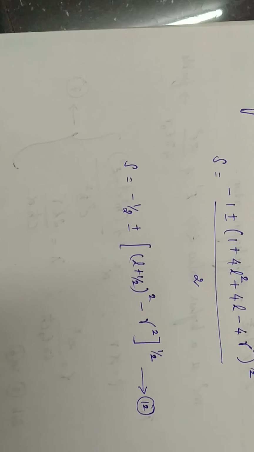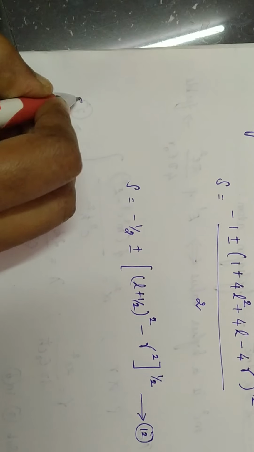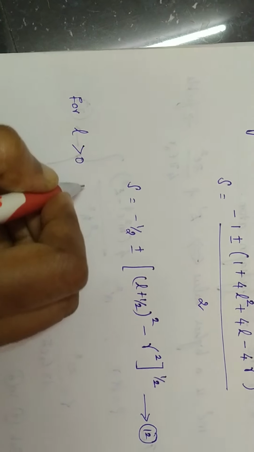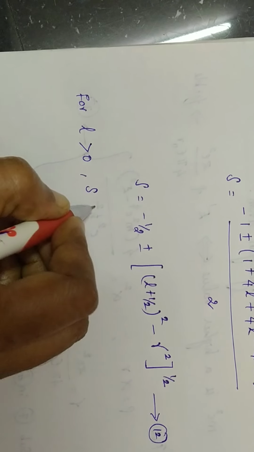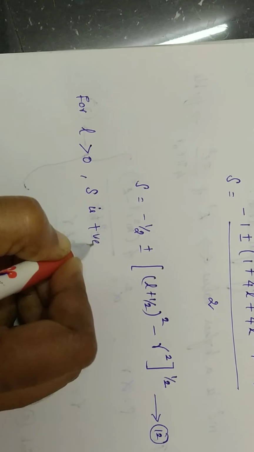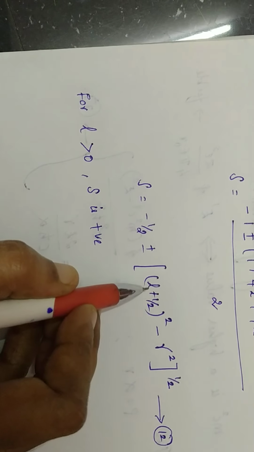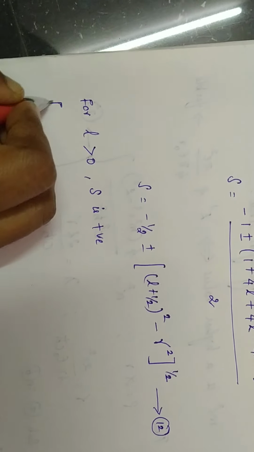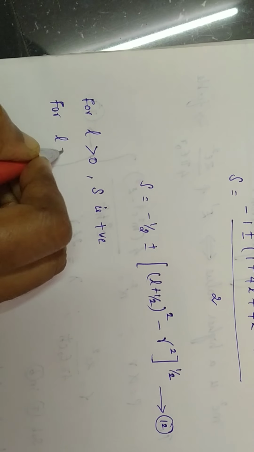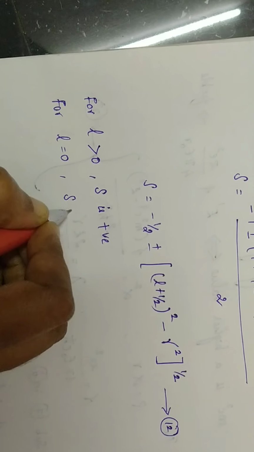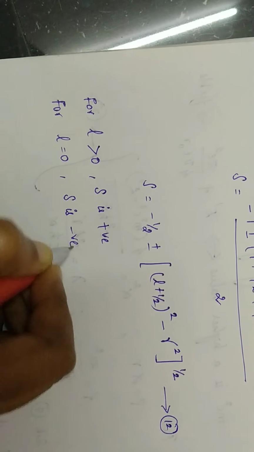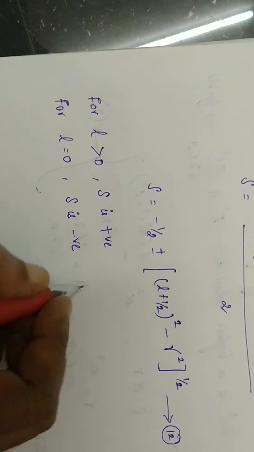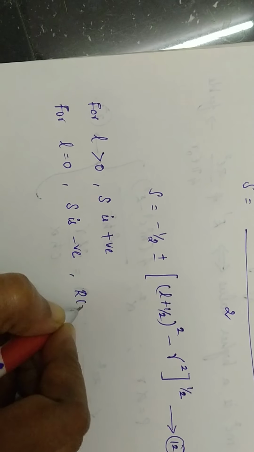So for l greater than 0, s is positive automatically. Only if the value of l is greater than 0 will s be positive. Now for a case when l is equal to 0, s is negative. So even if we put 0 for l, s becomes negative. So R of r diverges at the origin.